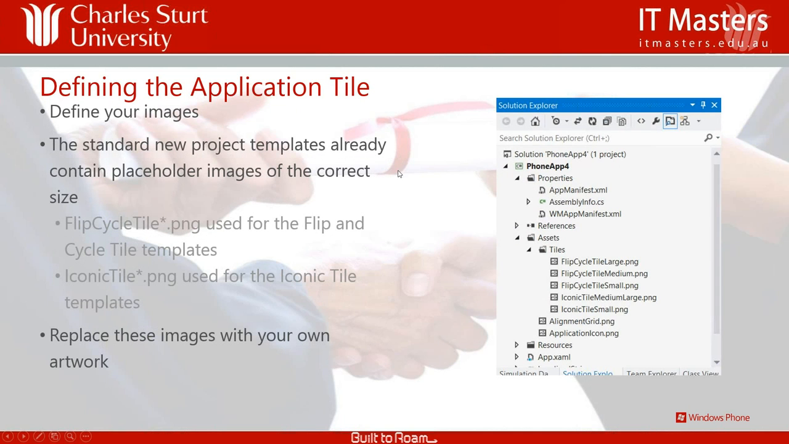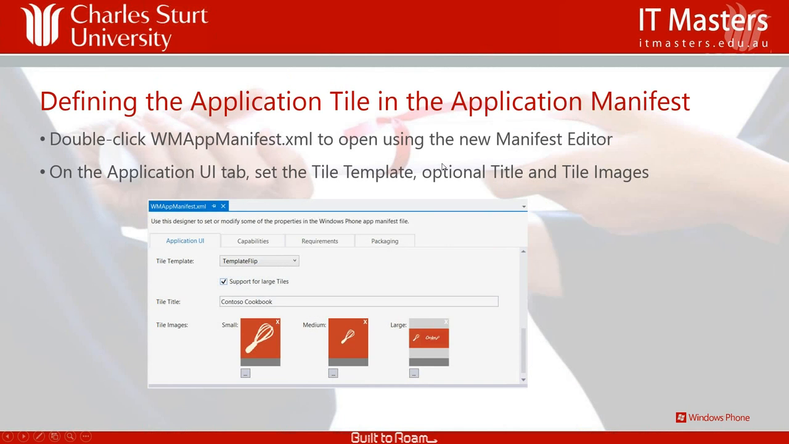Defining the application tile. Okay, you'll notice that as part of the new Windows Phone 8 project templates, there's a bunch of images that are provided as templates to get you started. And then you can actually set these as part of the manifest editor. If you double click on the app manifest file, you'll see this editor come up where you can specify what tile template you're going to use and whether you're going to support large tile size or not. So that's the widescreen, the wide tile format.